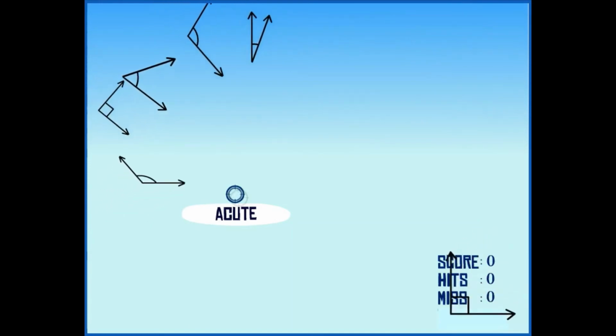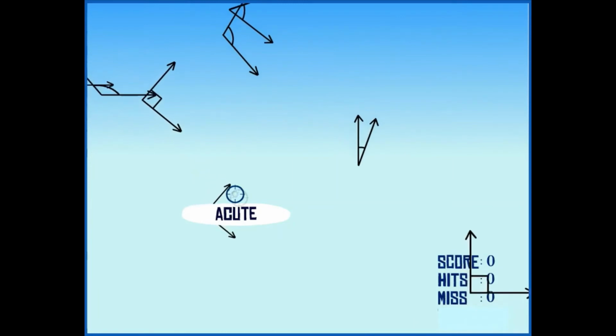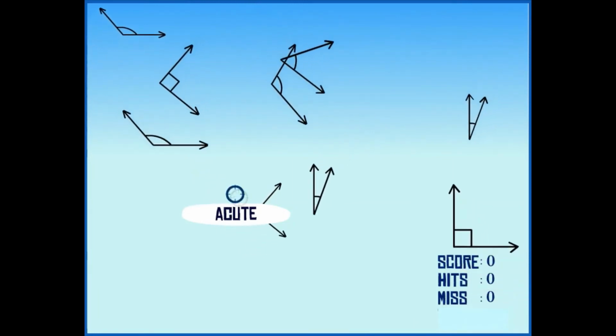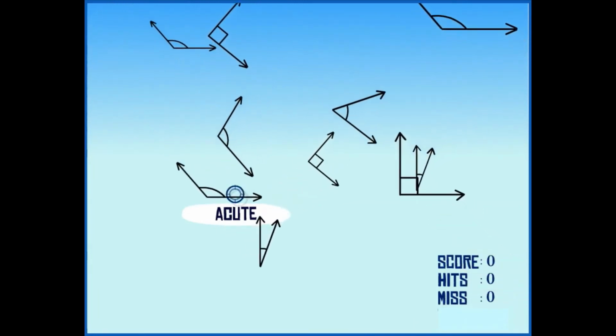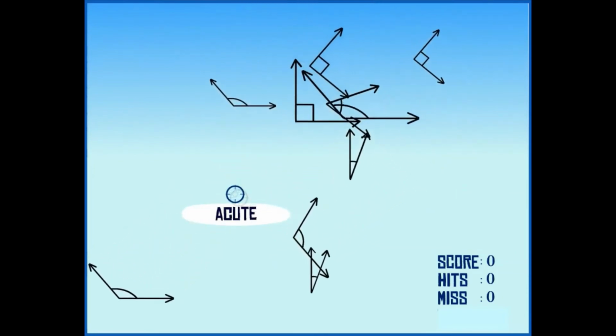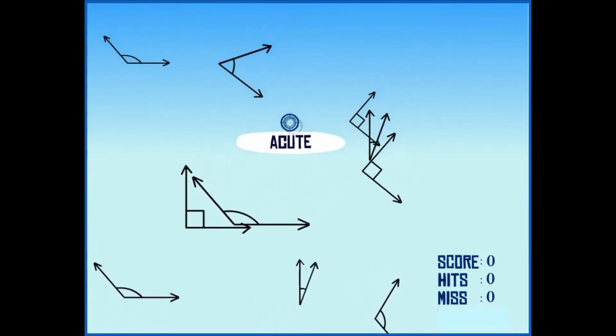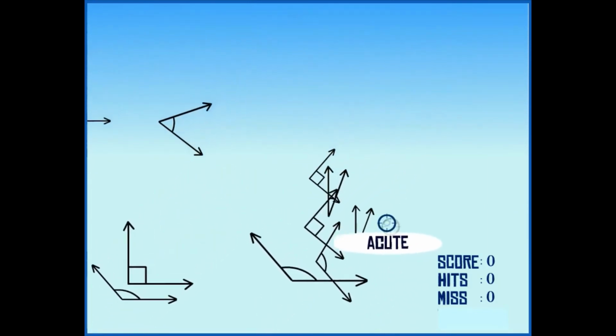Very similar idea to the triangle game, but this time you've got some floating angles that you need to shoot with your target. You're looking for the angle that it says, and you're having a look at the angles that you've got floating around. So I'm looking for an acute angle. So remember, that's a small angle. Where is it? Here is one.